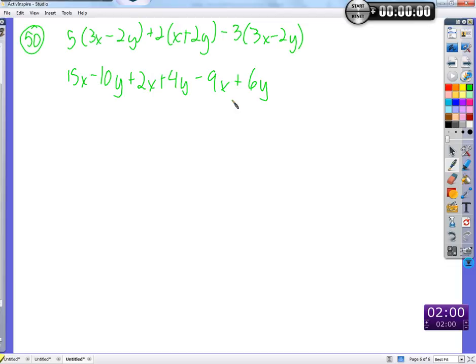So, now what should we do? Combine like terms. 15x plus 2x is 17x. Minus 9x is 8x. Negative 10y plus 4y is negative 6y. Plus 6y is 0, so it's just 8x.